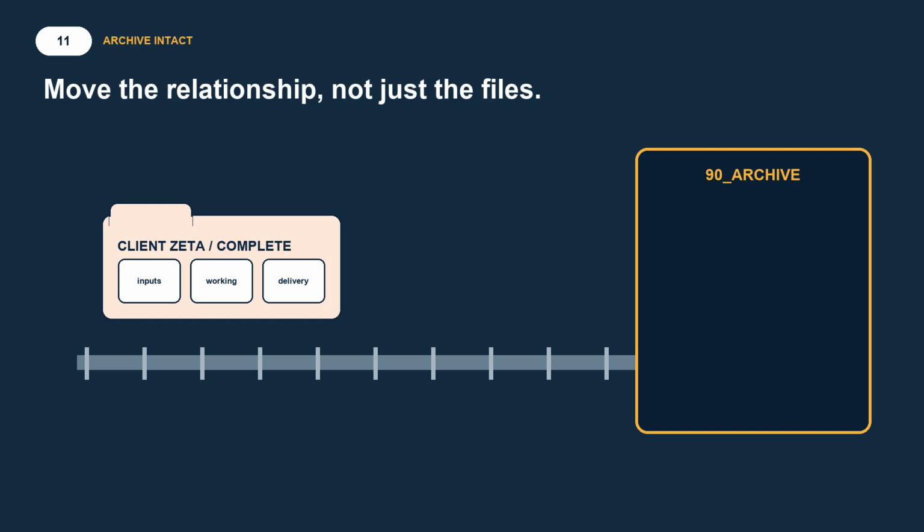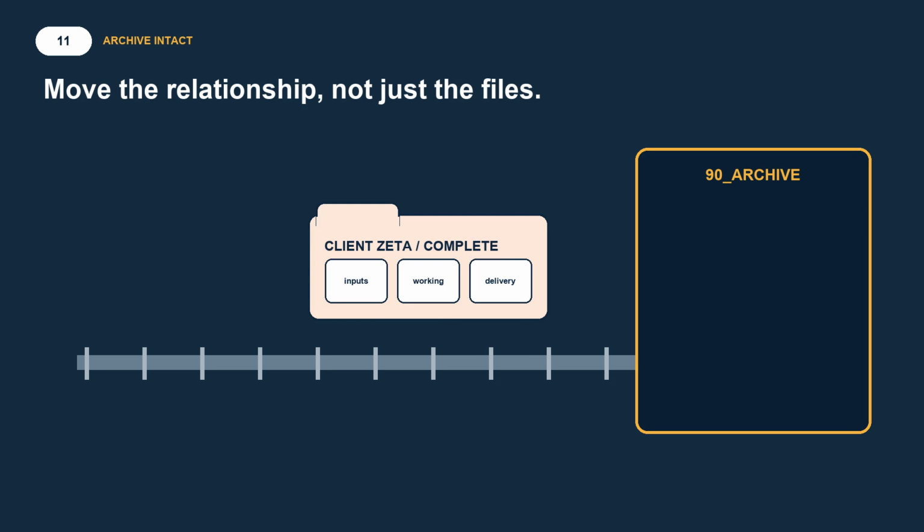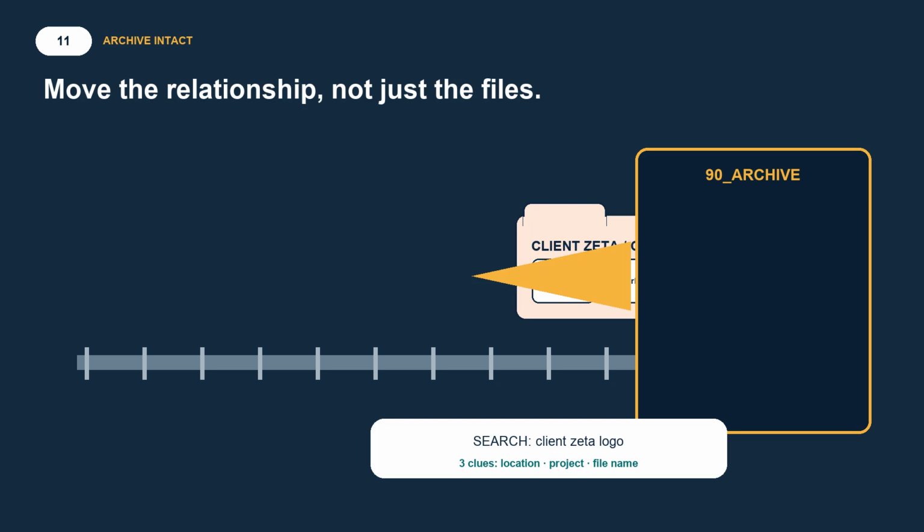When a project ends, do not scatter its parts into separate category folders. Move the project as one unit from active to archive. The original relationship between inputs, decisions, and deliverables is often more valuable than a theoretically perfect global category. If the archive grows, add a year or area above completed projects, but keep the project itself intact. Search can now use 3 clues: the stable archive location, the project folder name, and the file name.